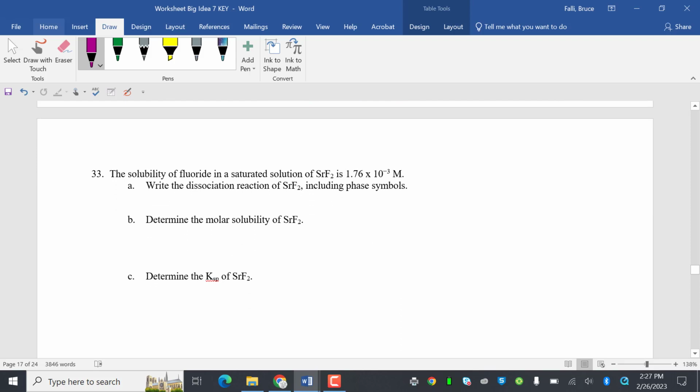Solubility of fluoride in a saturated solution is this much. Write the dissociation reaction of strontium fluoride, including phase symbols. So I'm going to cheat a little bit. I'm going to do it over here. SrF2 solid is in equilibrium with Sr2+ plus 2F minus. And it's going to say determine the molar solubility. So the solubility of fluoride is this. Determine the molar solubility of it.